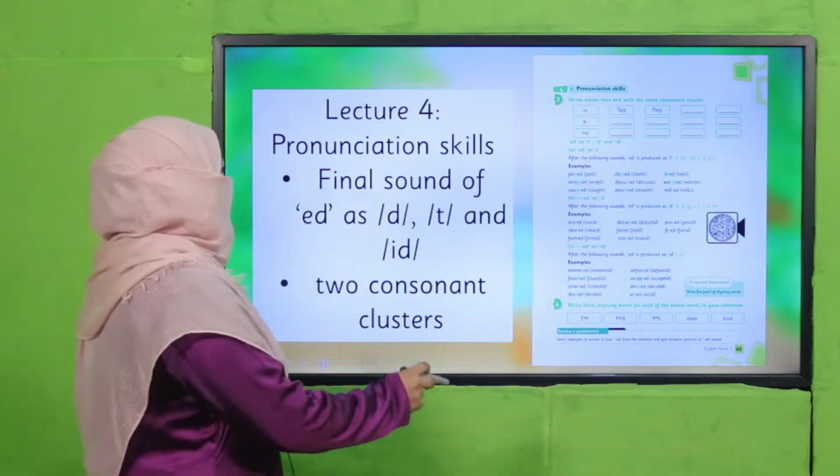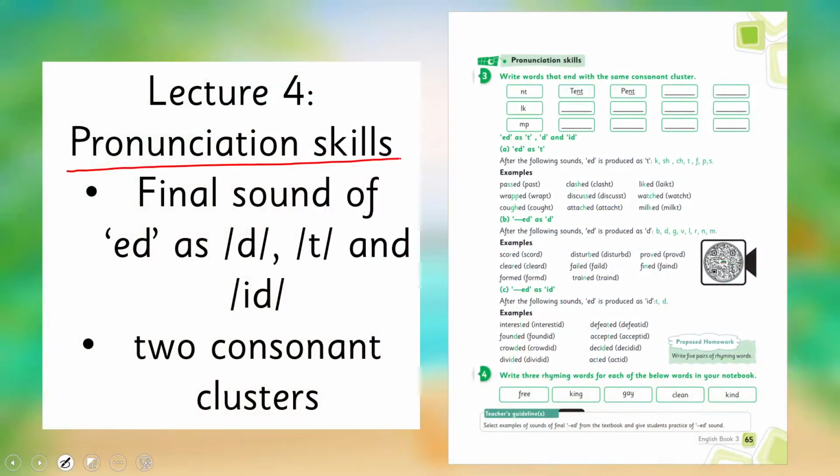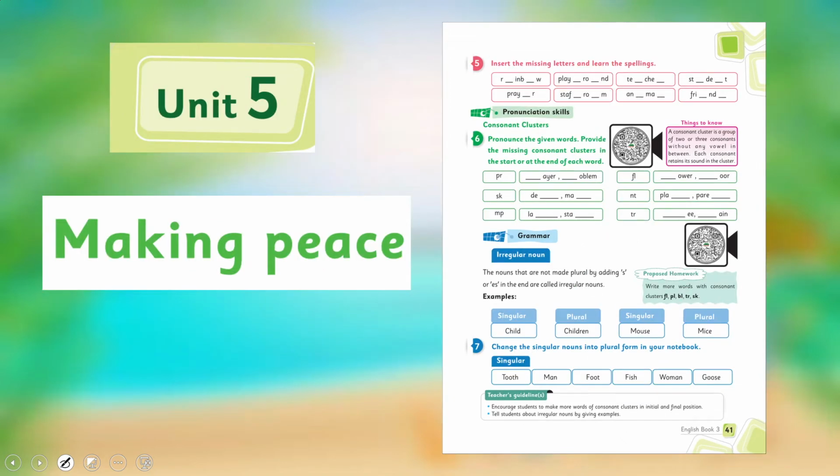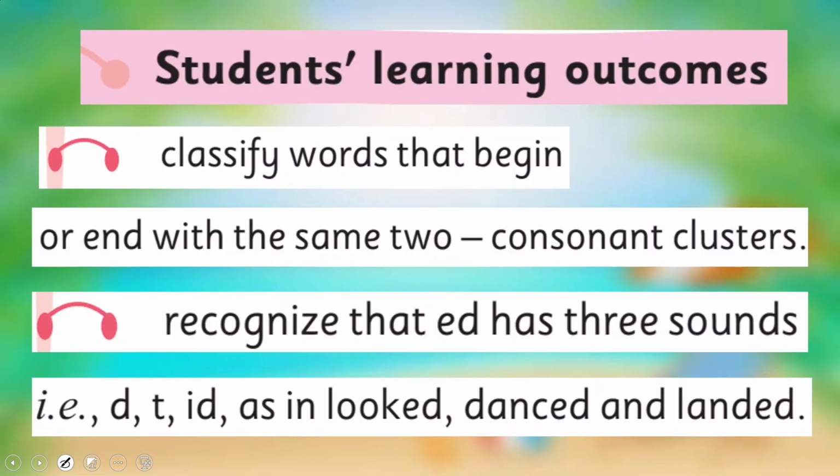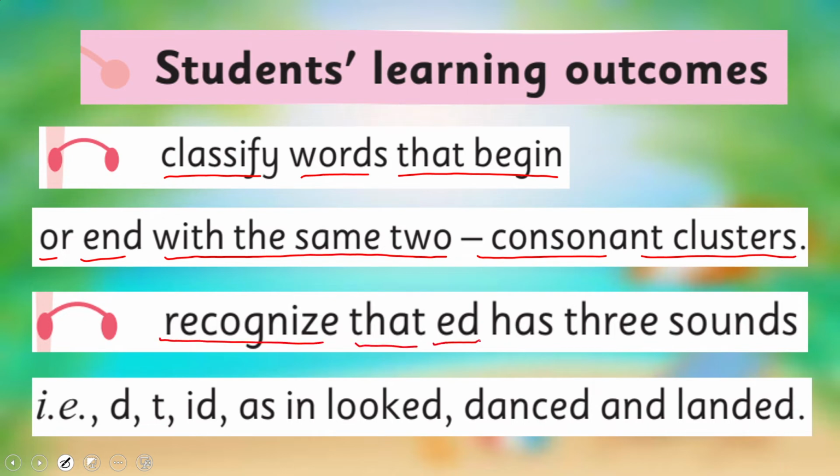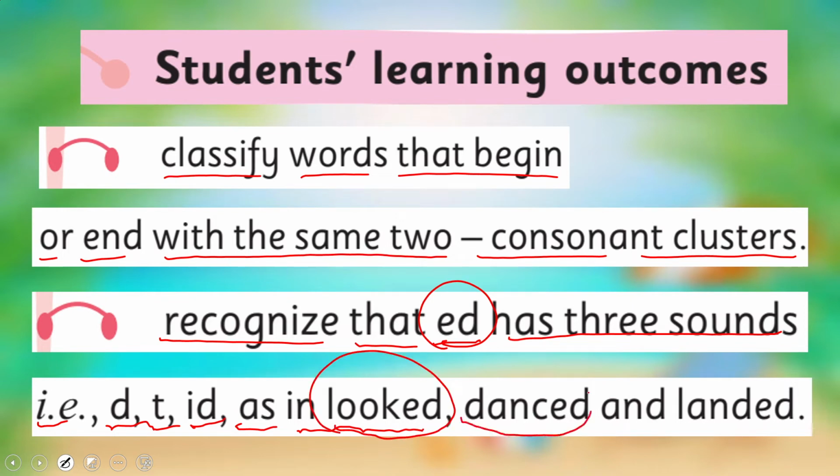Yes, my dear students, today under the title of pronunciation skills, we are going to learn the final sound of ED as D, T and ID, and two consonant clusters. Before this, in Unit 5, I have already taught you about consonant clusters. I hope you remember. If not, you may watch this video lecture again. Today we are going to learn further to classify words that begin or end with the same two consonant clusters and recognize that ED has three sounds, that is D, T, ID, as in looked, danced and landed. These are our today's SLOs.